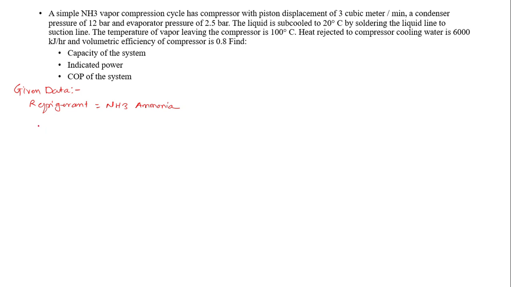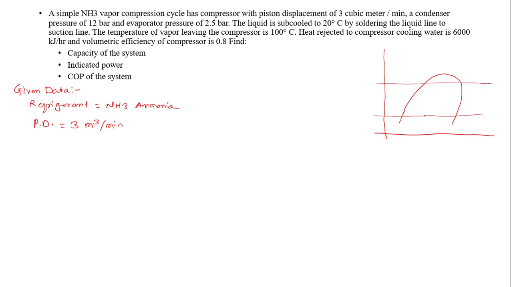Then they have given the piston displacement. I am writing the short form, piston displacement as 3 meter cube per minute. Then they have given the condenser pressure and the evaporator pressure. So that pressure I am showing on the pH chart, so that will be better for you to understand the things. So this is the generalized pH chart I am drawing. There are two pressure lines, one is the evaporator pressure and another one is the condenser pressure line. The lower will be the evaporator pressure, which is the 2.5 bar, and the upper one is the 12 bar, which is the condenser pressure.